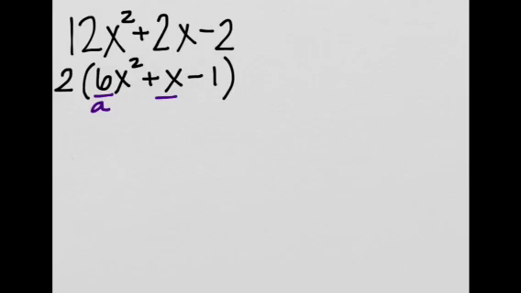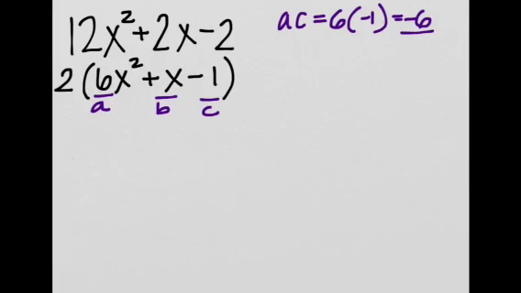So A, B, and C. Our AC then is going to be 6 times negative 1, or negative 6. Okay. Now we're going to find the factors of negative 6. So negative 1 and 6, 1 and negative 6, negative 2 and 3, 2 and negative 3. There we go.